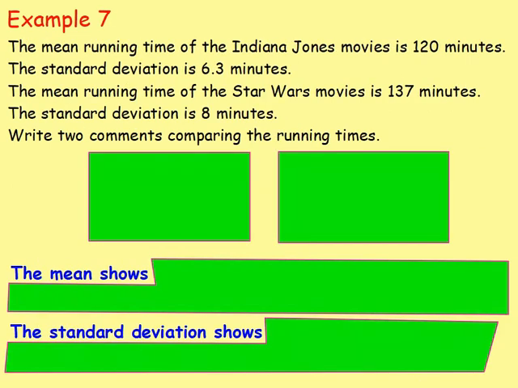Let's try another one. Example 7. The mean running time of the Indiana Jones movies is 120 minutes. The standard deviation is 6.3 minutes. The mean running time of the Star Wars movies is 137 minutes.